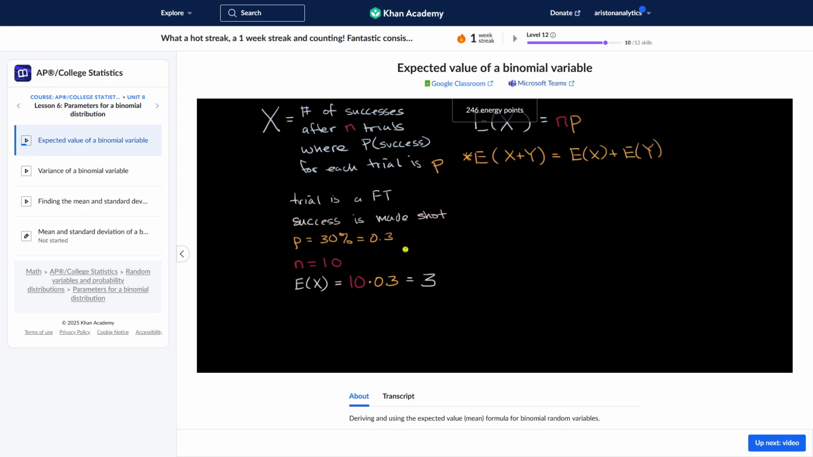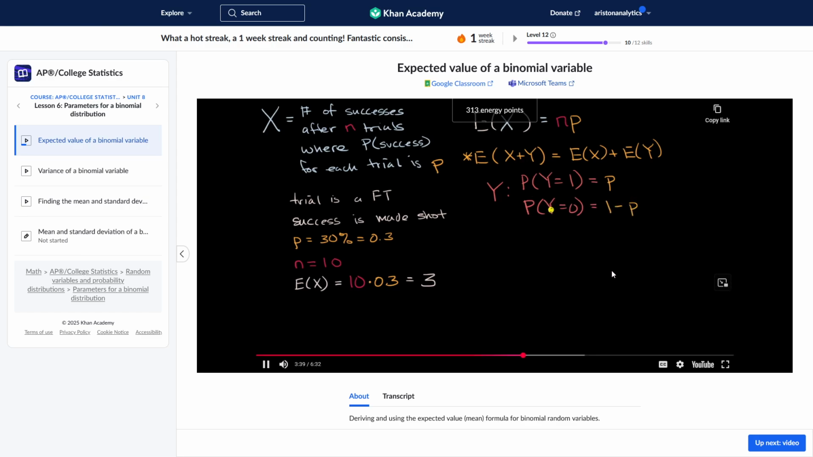And so, assuming this right over here, let's construct a new random variable. Let's call our random variable y. And we know the following things about y. The probability that y is equal to 1 is equal to p, and the probability that y is equal to 0 is equal to 1 minus p. And these are the only 2 outcomes for this random variable. And so you might be seeing where this is going.